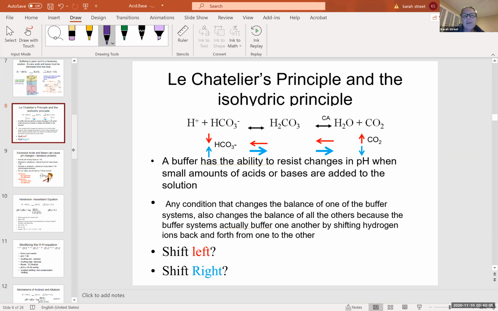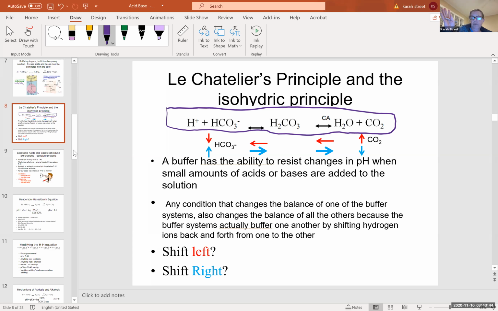So let me tell you what Le Chatelier's principle and the isohydric principle are. Le Chatelier's principle basically says that if you are dealing with a system like this reaction up here, a system that is at equilibrium, and you disrupt that system, meaning let's say you add more reactants, well, now it is no longer at equilibrium and the system will correct itself to form more products, right?